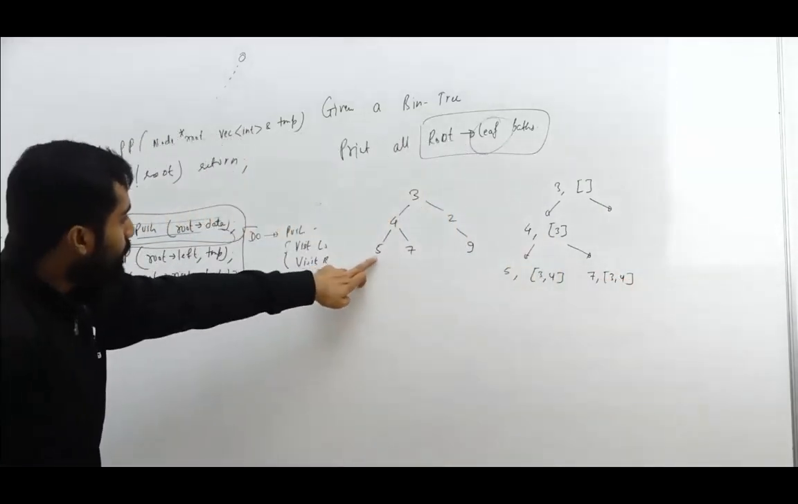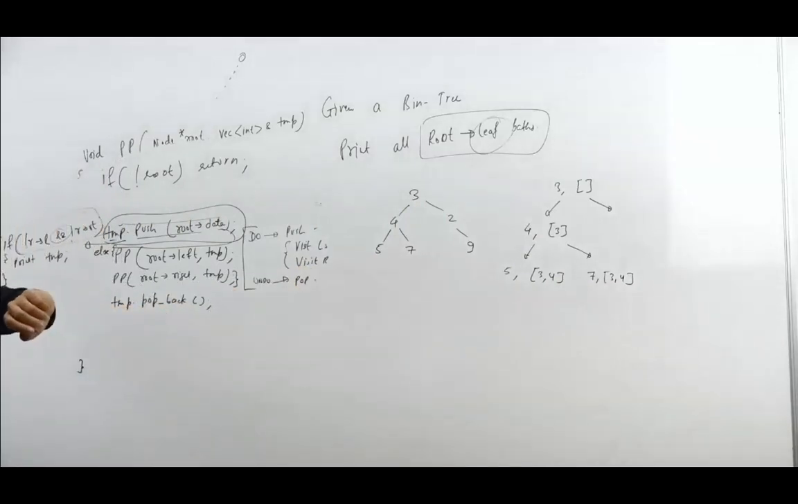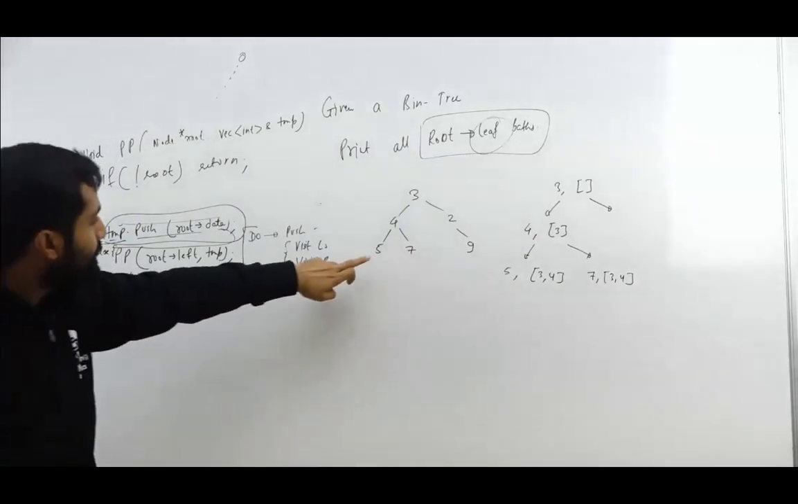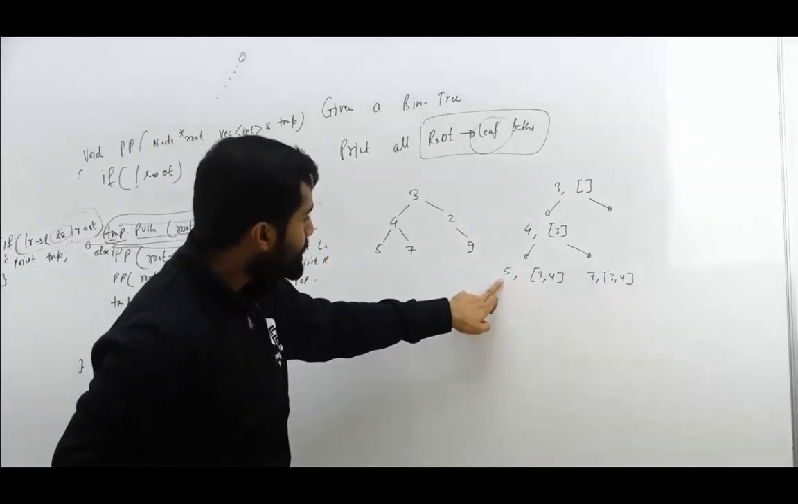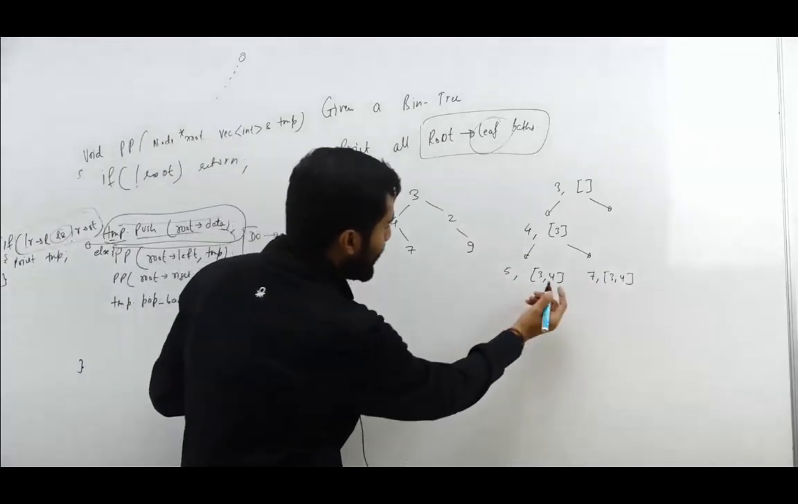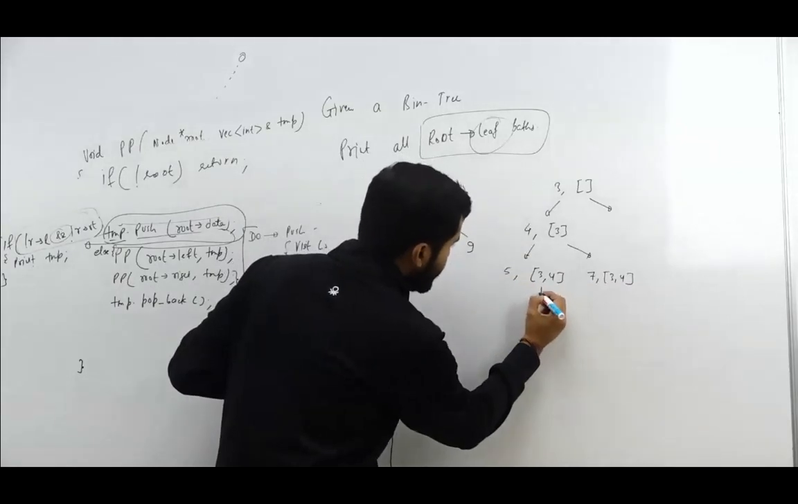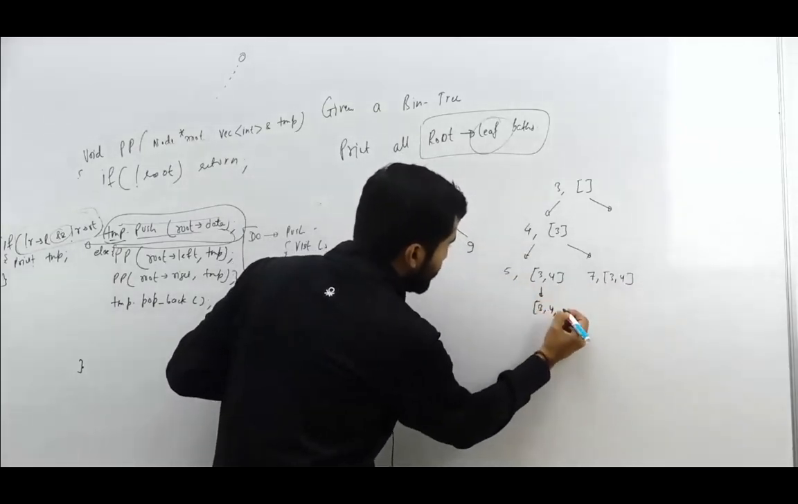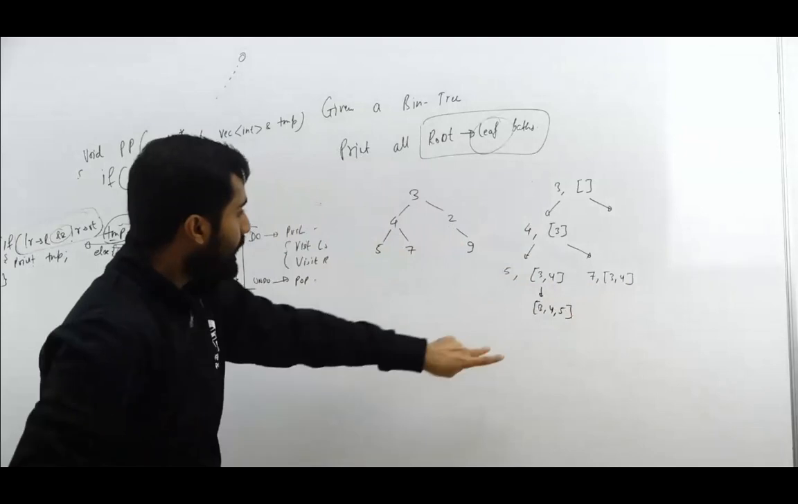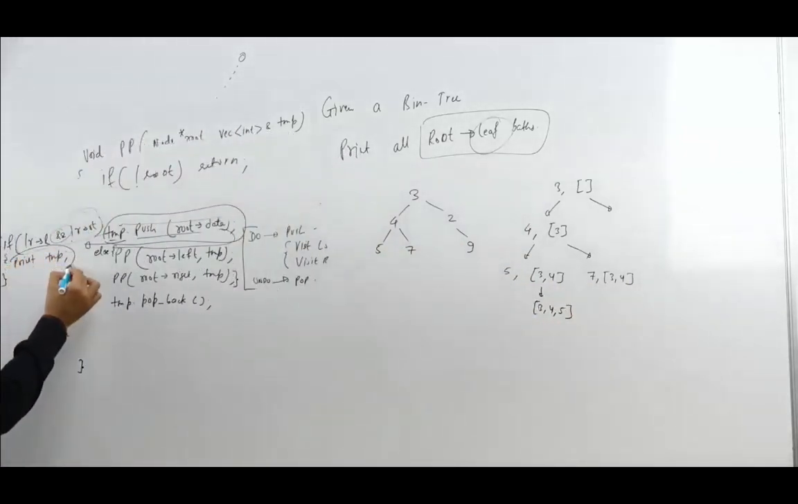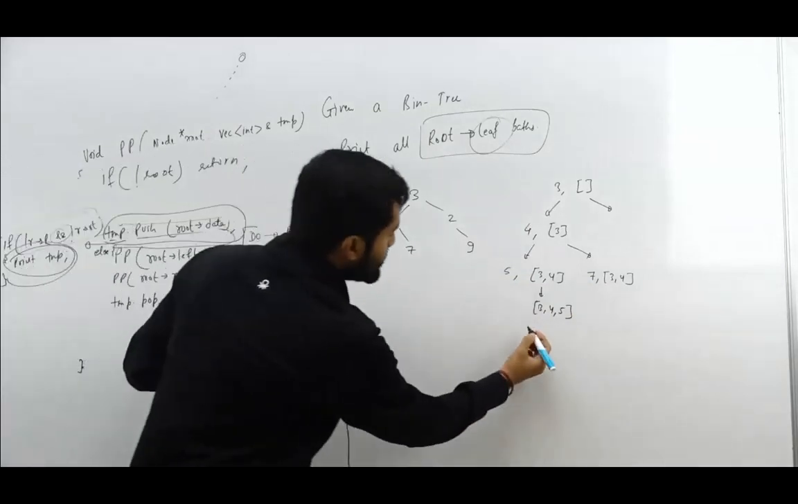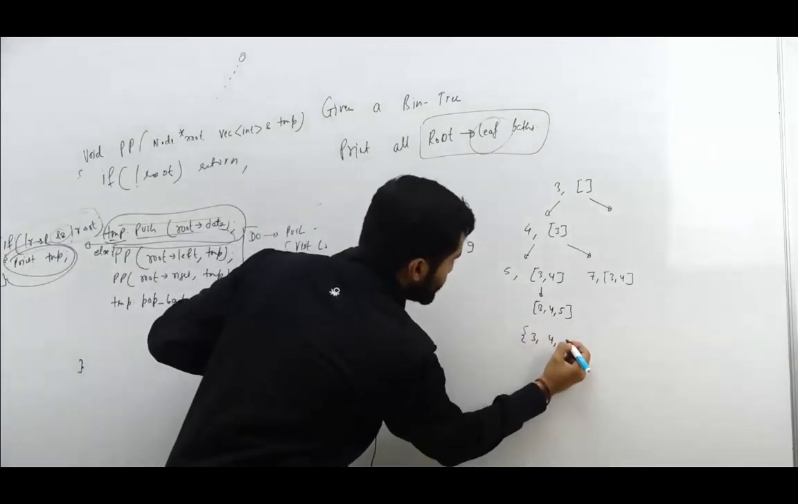Now when you are at 5, again, you will push this 5. You will push this 5 inside this. When you push this 5 inside this, what happens? This thing gets converted to 3, 4, 5, right? And after it gets converted to 3, 4, 5, you will print its contents. Printing its contents means you will print 3, 4, 5.